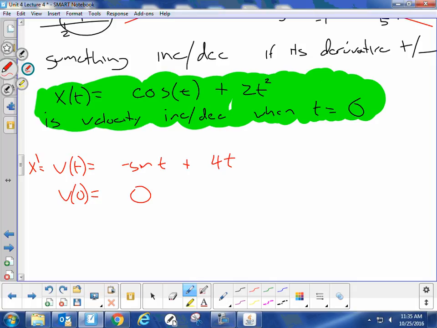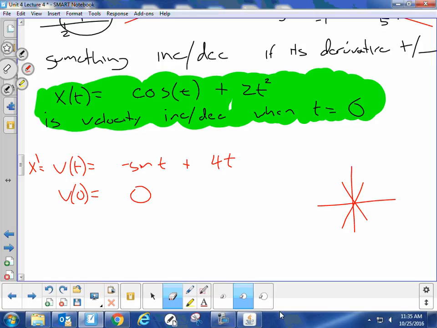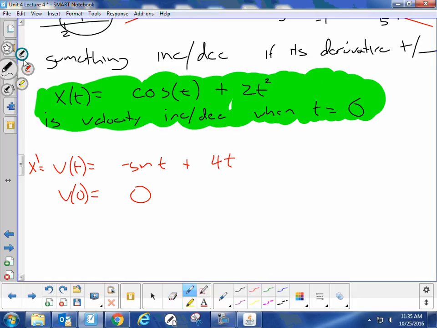But that's not what increasing and decreasing means. It's what is happening at this location. Is my velocity going up at 0, 0, or is my velocity going down at 0, 0? That's the question. So this tells you nothing besides that at 0, I'm not moving to the left or to the right. But are my velocity values going up or my velocity values going down?